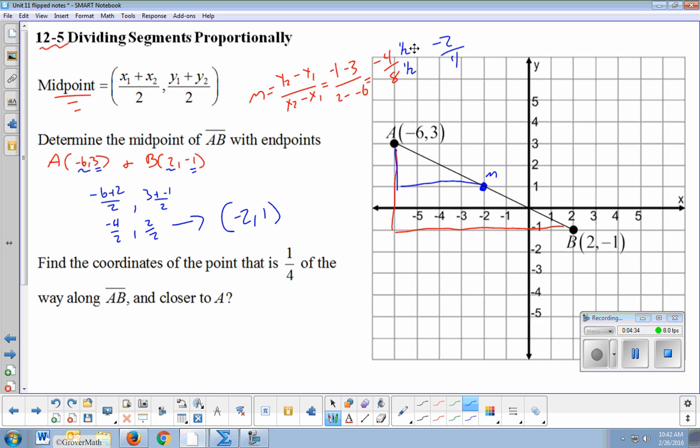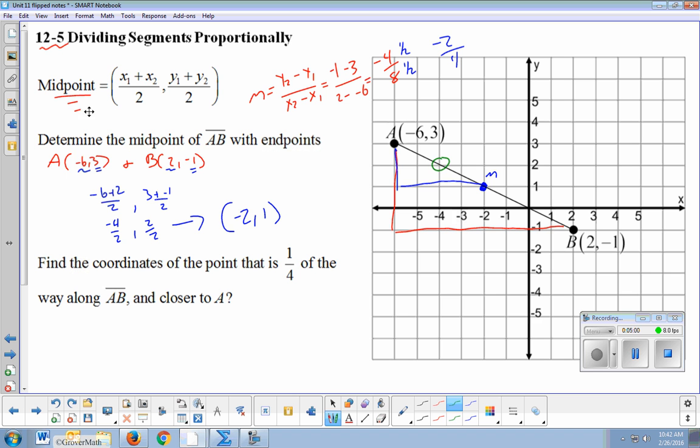The reason why I show you this other method is because this is ultimately what we're going to do when it comes to dividing segments proportionally. Before we get to proportions here, how about finding the coordinates of the point that's a fourth of the way along AB closer to A? Now, on the graph, you could probably tell it's just going to be this point. It's a fourth of AB, and it's closer to A.